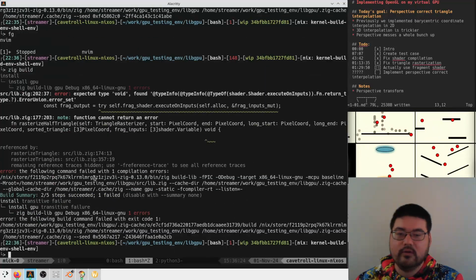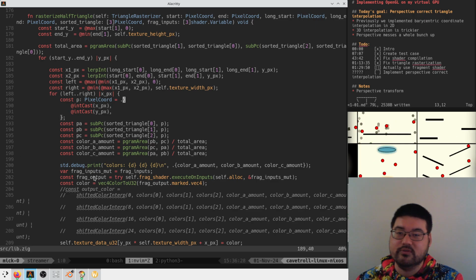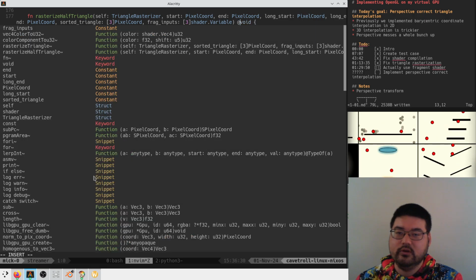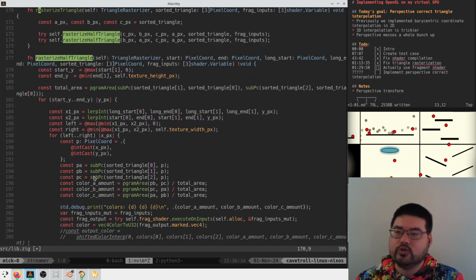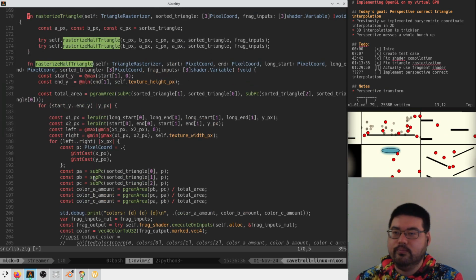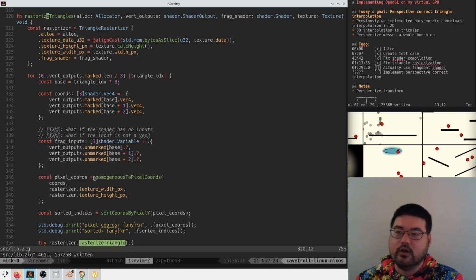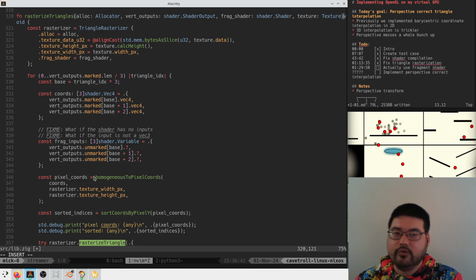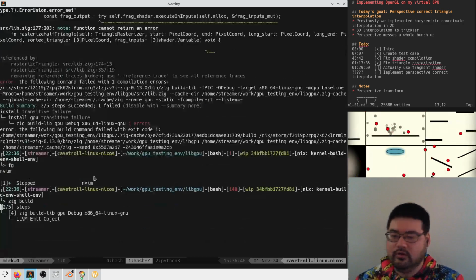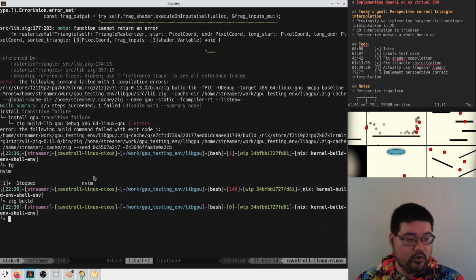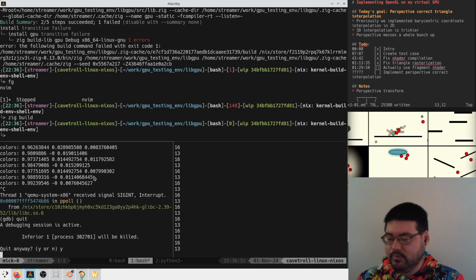Is it like this? So it expected void. Here we need to be able to fail this rasterize triangle function. True, true, true. Big true. Okay, is this failable? Oh my god, it's got to go all the way up. All the way up, baby. All right, that compiles, which means that we should be able to build this thing.